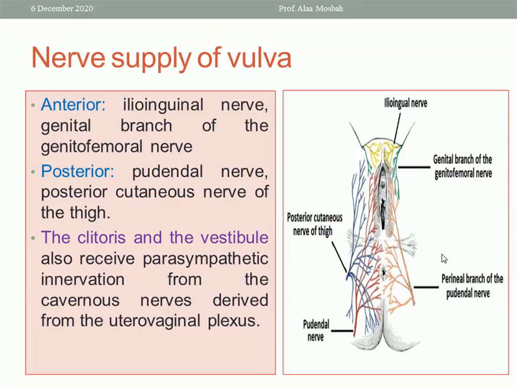What about the nerve supply? The ilioinguinal nerve and the genital branch of the genitofemoral nerve supply the anterior part of the vulva, as you see here. While the posterior part is innervated by the posterior cutaneous nerve of the thigh and the perineal branch of the pudendal nerve. It's important to know that the clitoris and the vestibule also receive parasympathetic innervation from the cavernous nerves derived from the uterovaginal plexus.